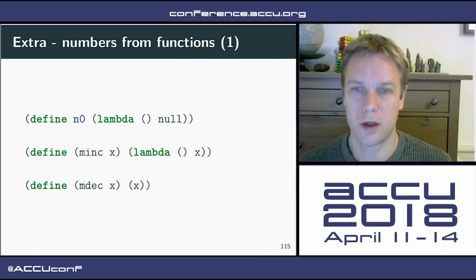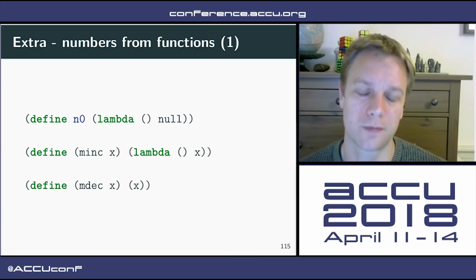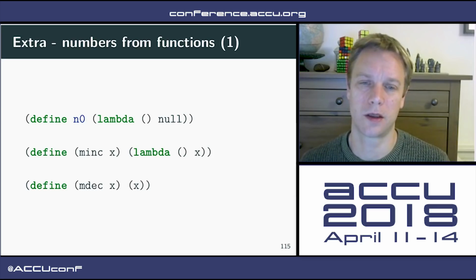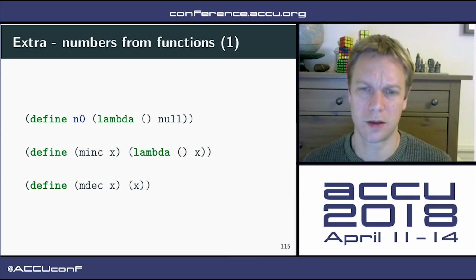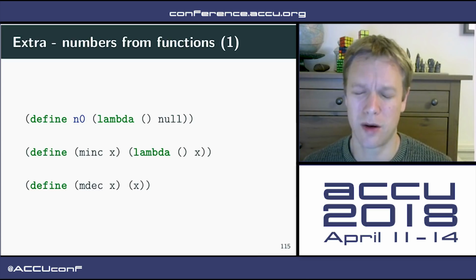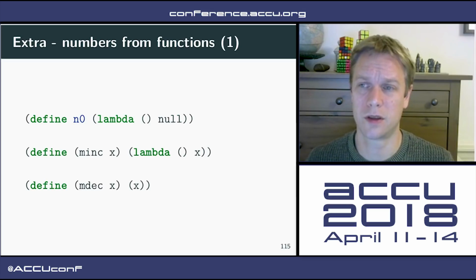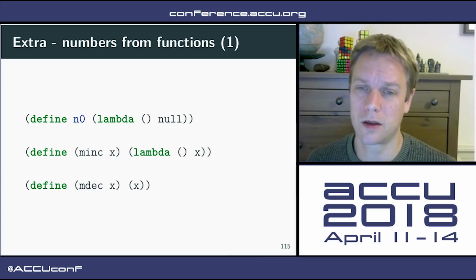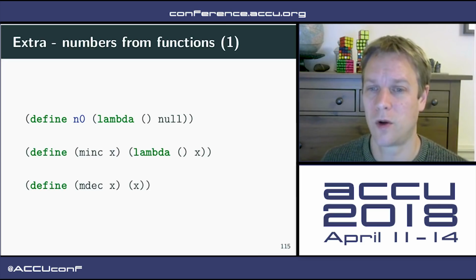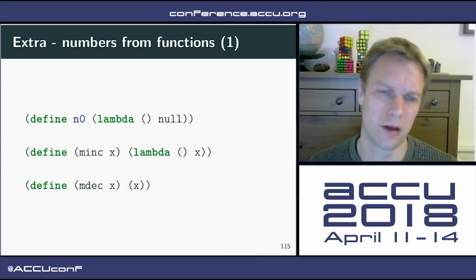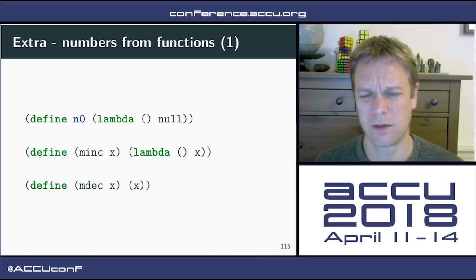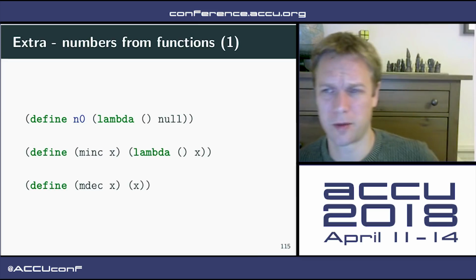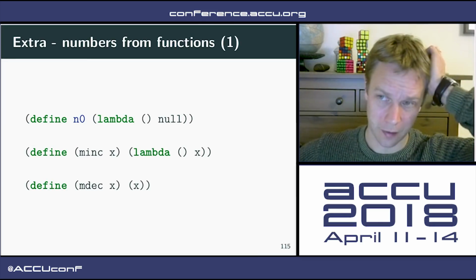Now let's define something called minc. That stands for my increment. So let's define minc, which takes in a value x and returns a function that takes no arguments and returns x. So when you call minc, you get back a function. When you call that function, you get back the thing you passed in to minc. Okay, so again, bear with me. It may not be clear why.